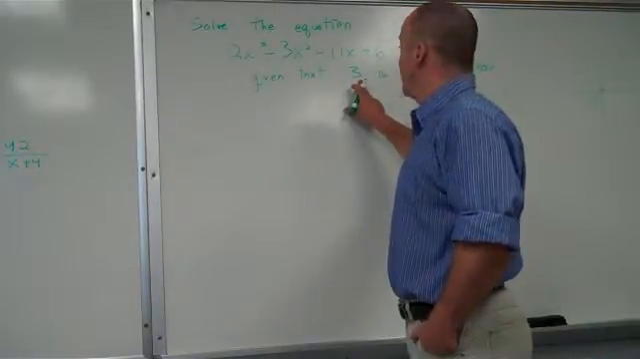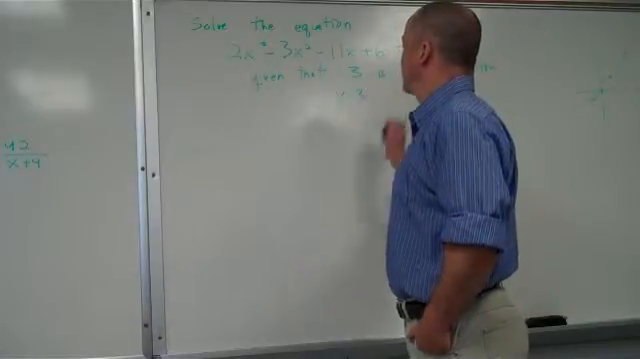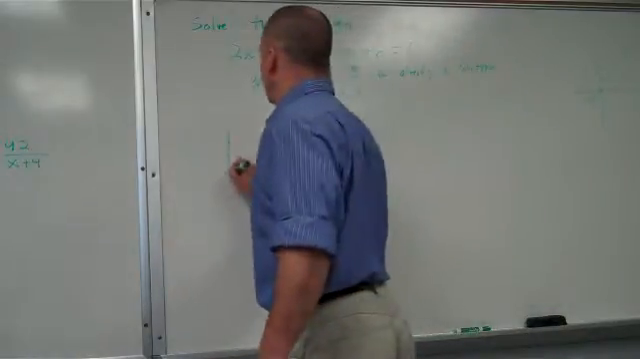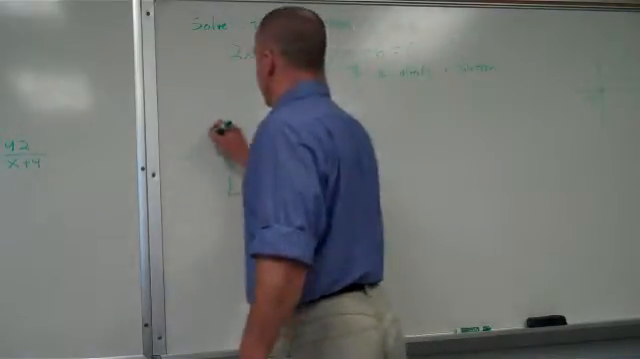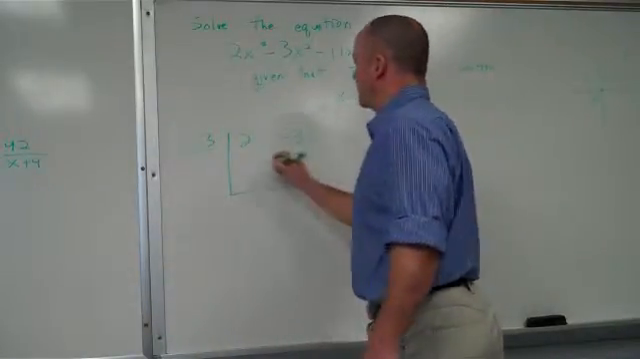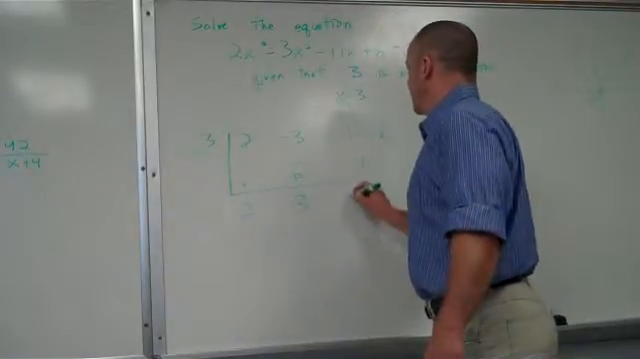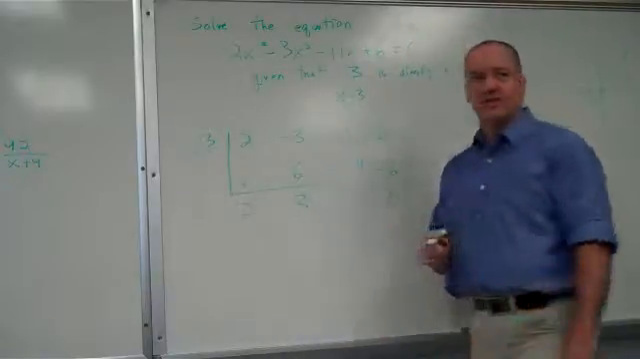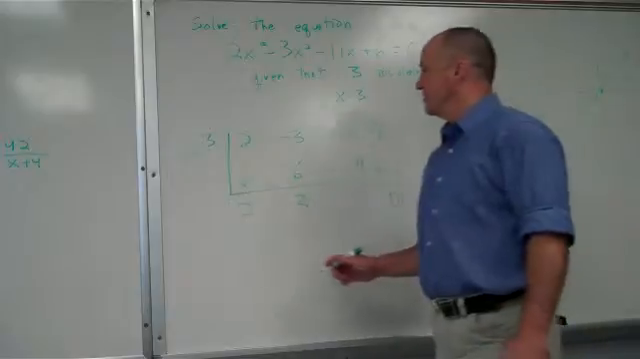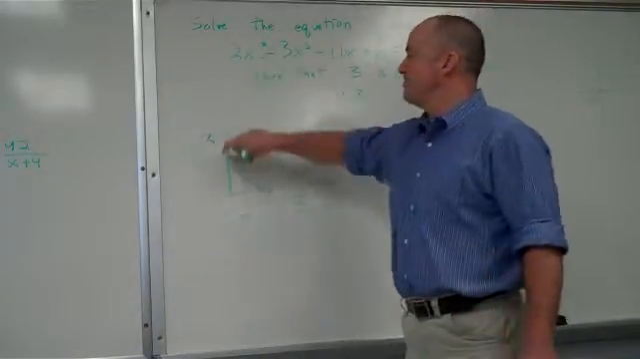Okay, 3 is already a solution. That means I know that if I were to do polynomial long division with x minus 3 or synthetic division with positive 3, I should get no remainder. Okay? So my coefficients are 2, -3, -11, 6. I bring down the 2, multiply, get a 3, get a 9, get a -2, get a -6, get a 0 remainder. Did I do that correctly? Yes.